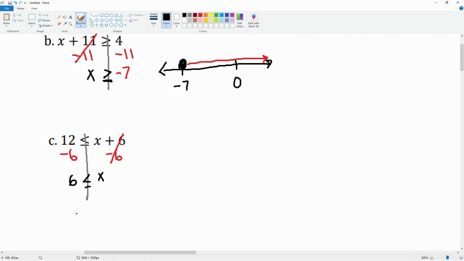Okay. Now we don't ever write it like that. We always want to make sure the letter's on the left. So it is x is greater than or equal to 6. So here is our number line. And here it is. That's an ugly number line. And here is the 6. Here's the 0. Close it here. And x is greater than or equal to, so it goes all the way to the right. Here you go.